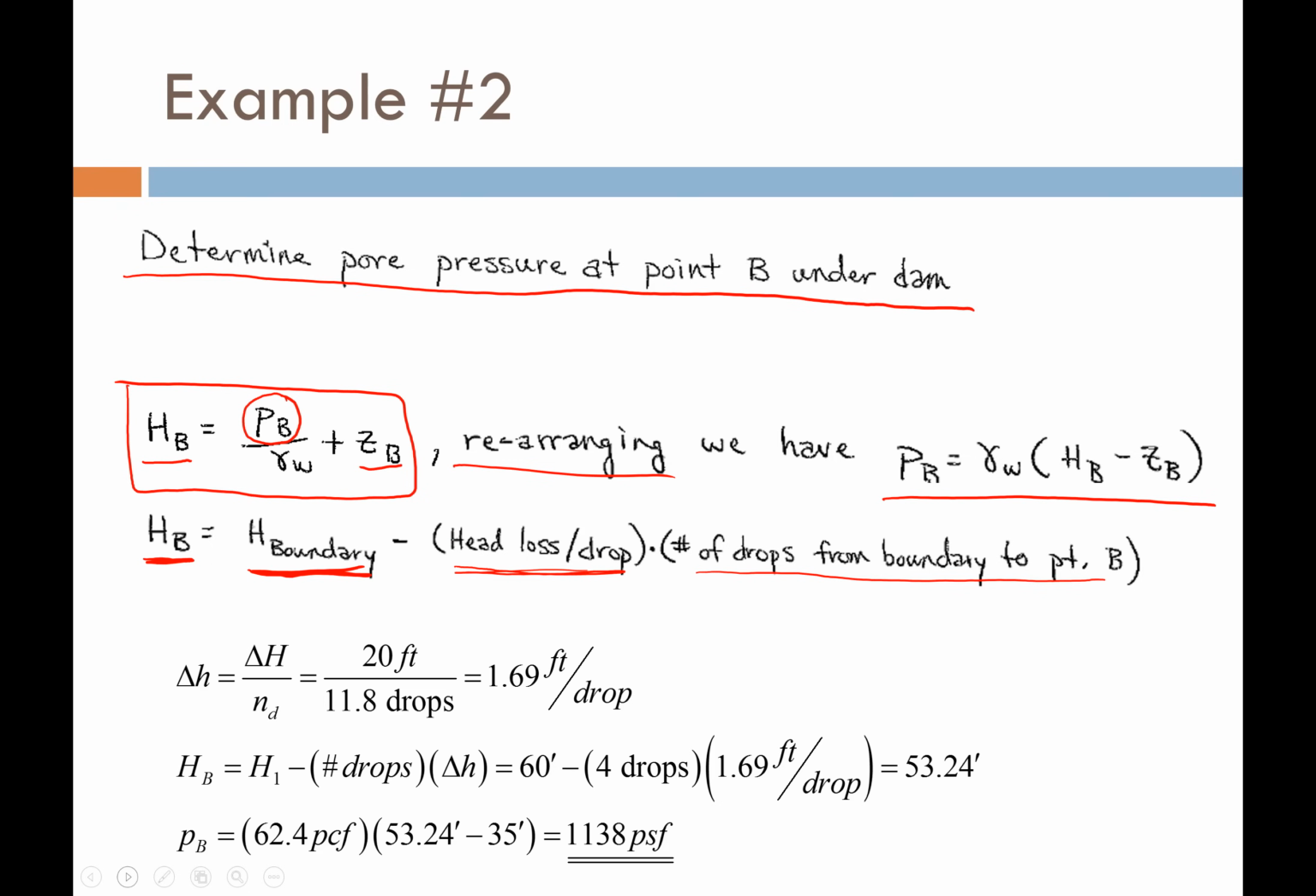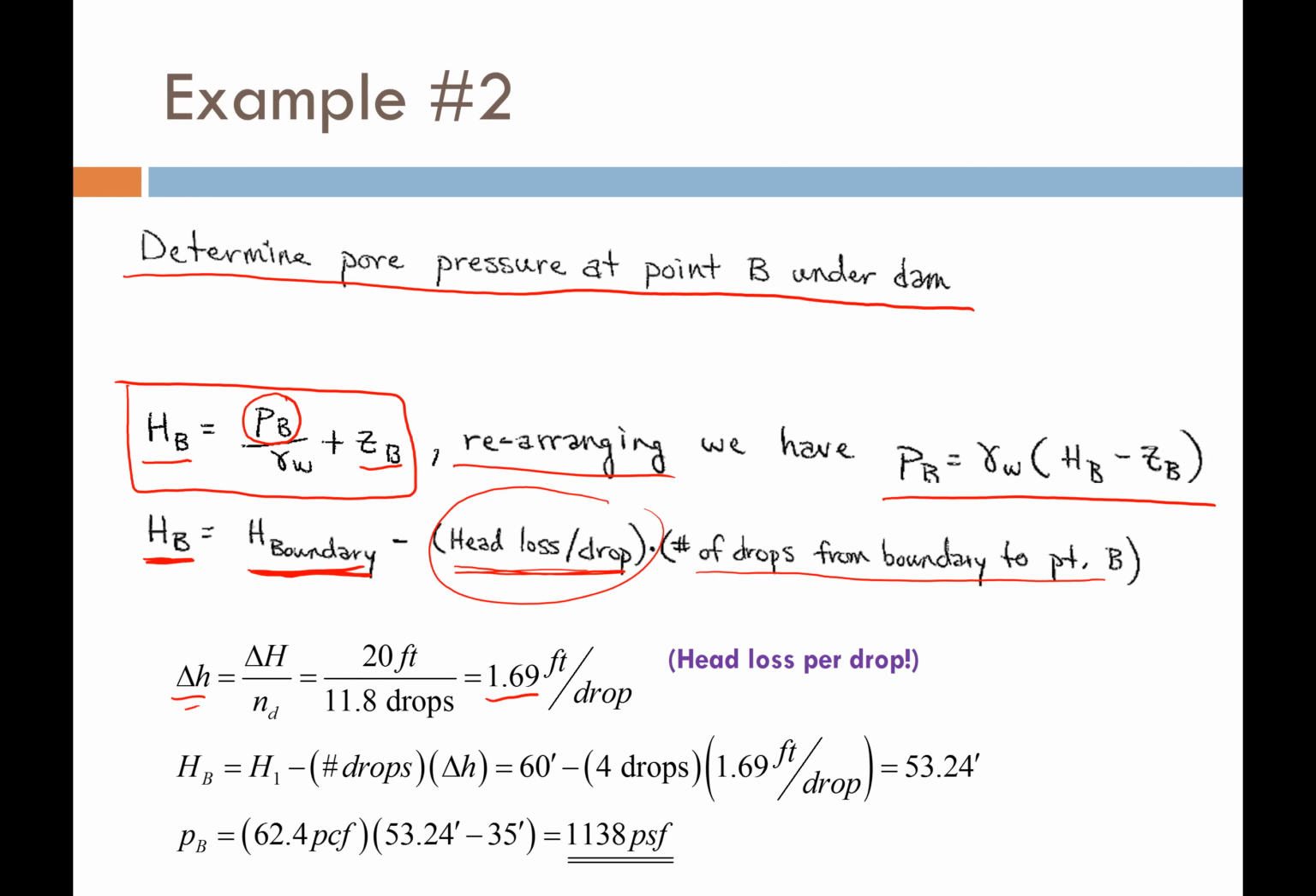So let's compute the amount of head loss per equipotential drop. I'm going to call that little delta H. It's going to equal my total head loss divided by the number of drops needed to get that total head loss. I had 20 feet of total head loss from upstream to downstream, and you'll recall that I had 11.8 equipotential drops in my flow net. That ratio gives me 1.69 feet of head loss for every drop, for each equipotential line. So that's the head loss per drop.